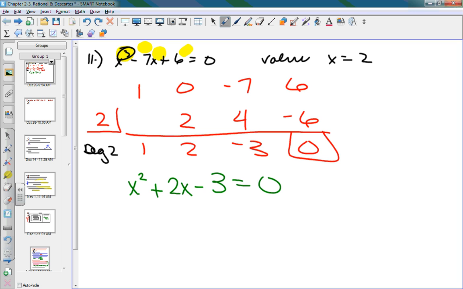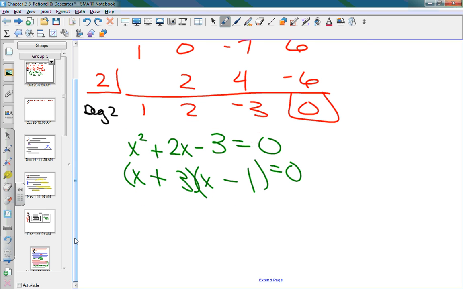So how do I solve this thing for x? Well, when in doubt, always try to factor into two binomials. So this gives me x, and I need factors of 3. The only factors of 3 are 1 and 3. I need to have a negative 3, which means my signs have to be opposite. But I need them to be a positive 2. So that gives me a plus 3, sorry, minus 1.